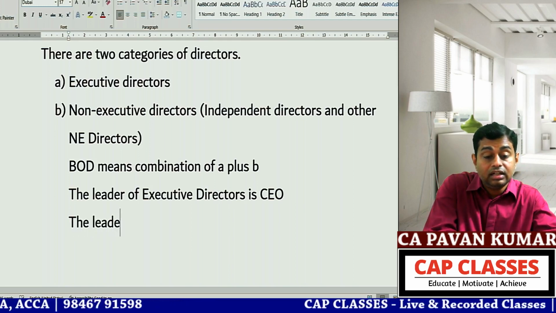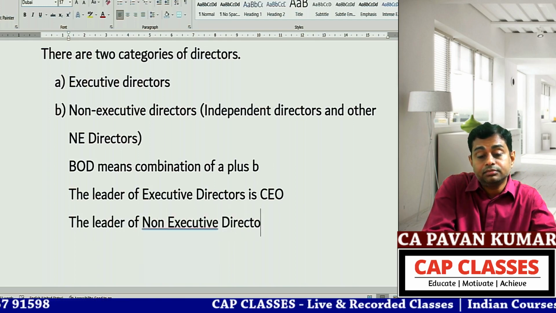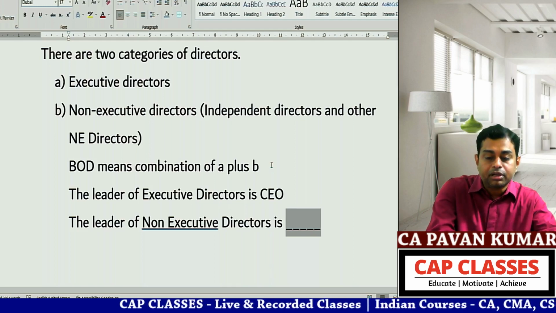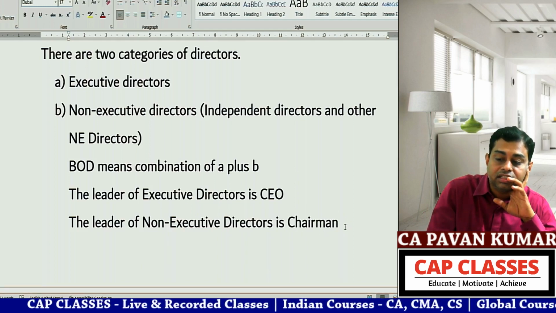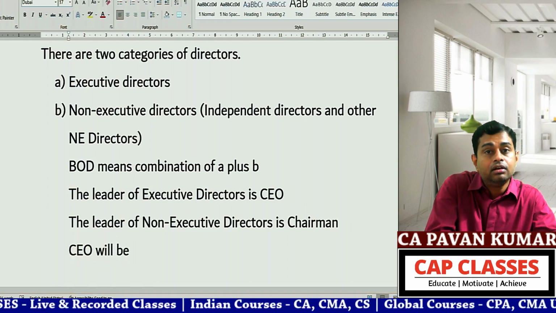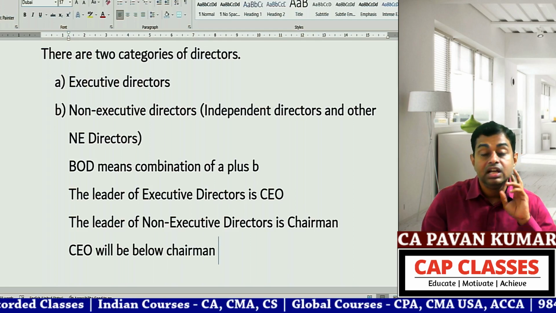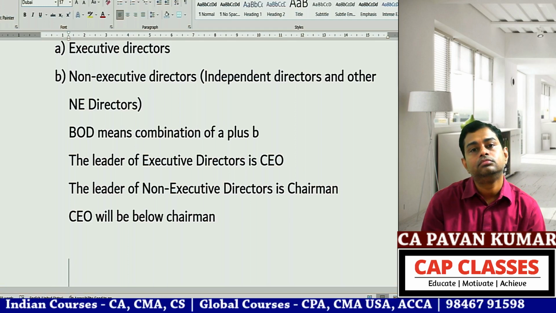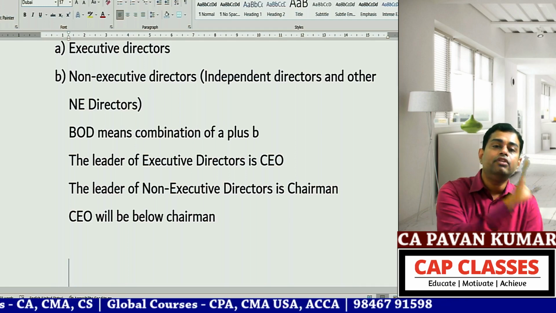Okay, the leader of non-executive directors is, tell me. The leader of non-executive directors is the chairman. So logically, the CEO will be below the chairman. The CEO will be one step below the chairman. The chairman will be one step above the CEO. That is the reason honorary chairman will be Ratan Tata. Chairman will be Ratan Tata. CEO will be someone else.